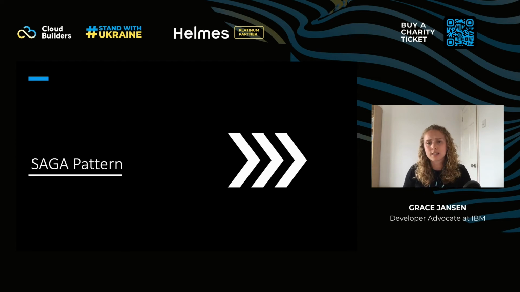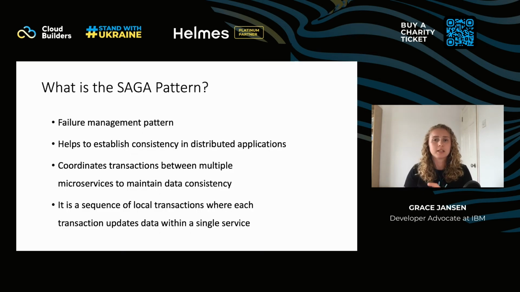So what is the Saga pattern? The Saga pattern is a little bit different to ACID, and I'll show you the acronym for this in a minute. This is really a failure management pattern that helps to establish consistency, particularly for distributed applications. It again acts as that sort of coordination role. It helps to coordinate transactions between multiple microservices and is really designed to help you maintain that data consistency. It's a sequence of local transactions where each transaction updates data within a single service. So the main principle is the same, it just goes about it in a slightly different way.